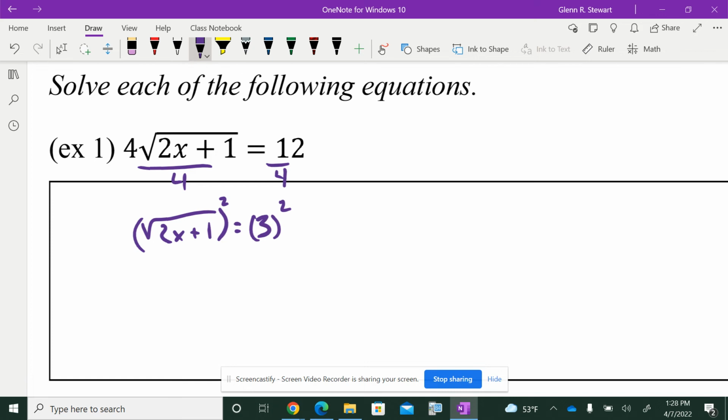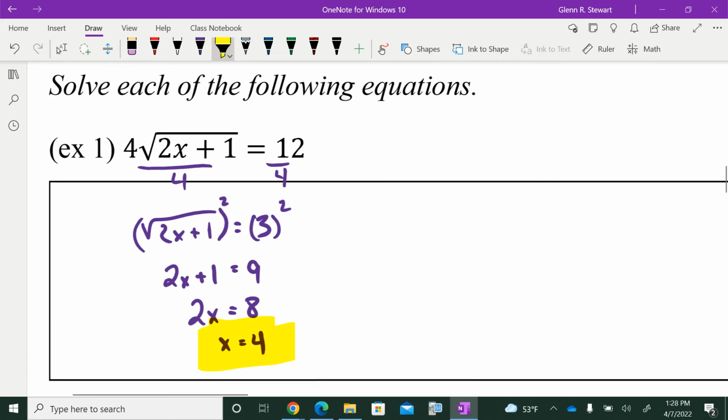Question for you. The square root of a square leaves us with what? Like in this, the square root of 2x plus 1. When I square it, what happens? Bella: I think you just get 2x plus 1. Yeah, you get 2x plus 1. Those cancel each other out. So you get 2x plus 1 is equal to 9. Solve it. Subtract 1, you get 8. Divide by 2, you get 4.